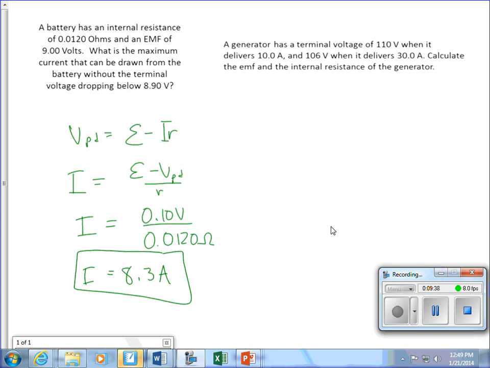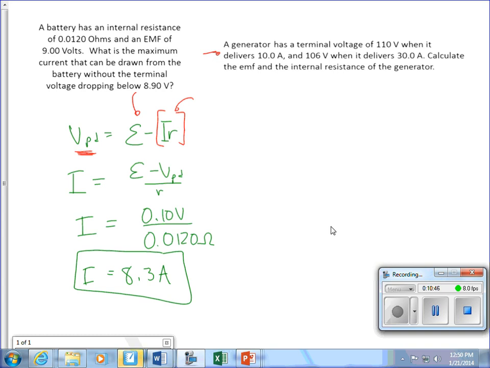Significantly more challenging here. A generator has this terminal voltage when it delivers 10 amps and 106 volts when it delivers 30 amps. That makes sense: the more current you try to run, the bigger this whole drop gets and the smaller the potential difference you can actually provide to some other load resistances. For a generator, its functional parts provide some internal resistance, and that's always the same, just like the EMF it can produce is always the same. The two things that change, and are related, are the amount of current it provides and therefore the potential difference across its terminals.